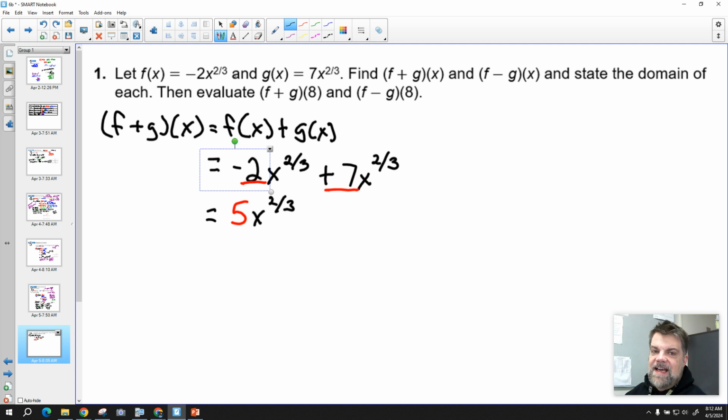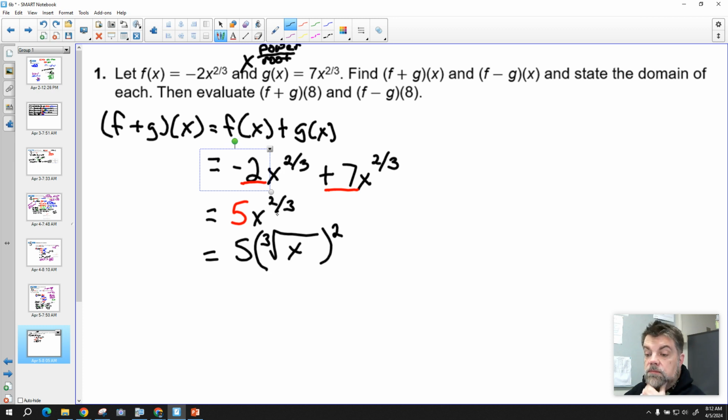Now I just graded a test, and you know what was funny is that remember that it is the power over the root for rational exponents. So that means that this is really 5, and we're going to take the cube root of x squared. Okay. Some people got that wrong. There was a question on part 2 of the test where some kids put the root over the power.